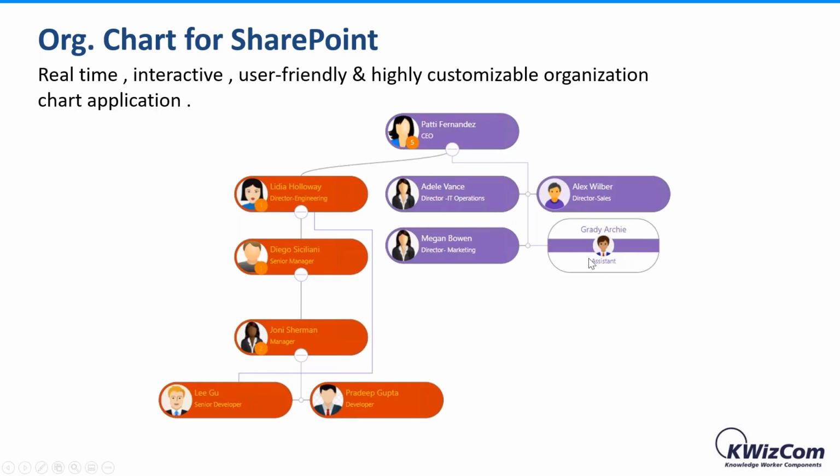And if you want to give a different kind of representation for a particular person, right? If you see here, the assistant has a different kind of representation as opposed to the other people in the org chart. So even those kind of things are possible.